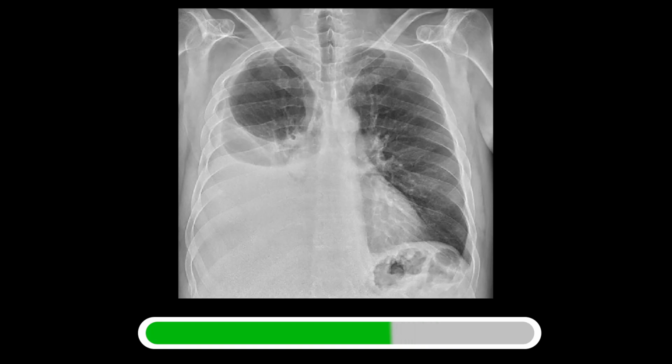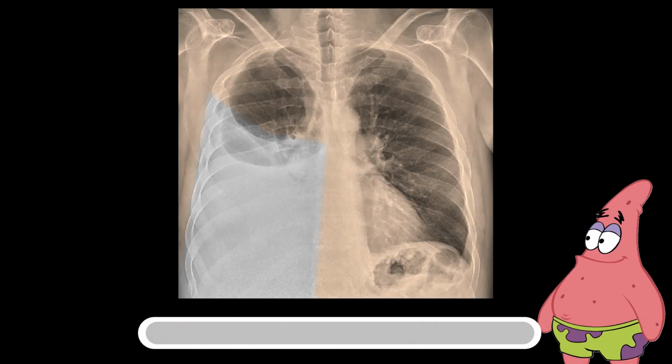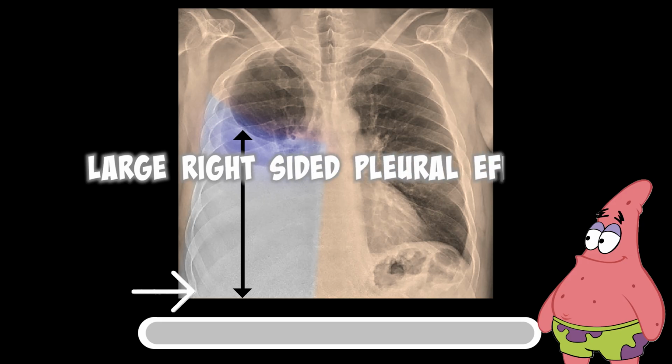Question 3. What does this show? There is a large area of homogeneous opacification over 2/3 of the right lung field. You can clearly see a meniscus sign and loss of the phrenic angle. The findings are consistent with a large right-sided pleural effusion.